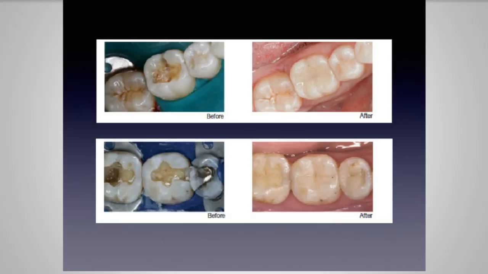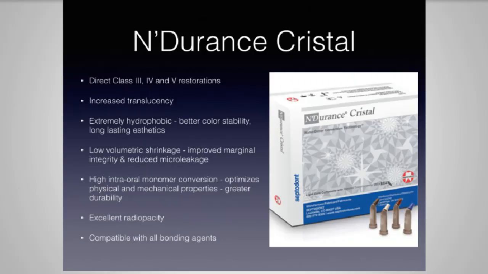Interestingly enough, they've also created Cristal, which is used for class 3, 4, and 5 restorations. It has an increased translucency, so for those situations in which you need that much more, you can use Cristal. Very, very hydrophobic, again, to help maintain your color stability, with the same basic principles of low volumetric shrinkage, high internal monomer conversion, and excellent radiopacity, and compatible, again, with all the various composite bonding agents that are out there.